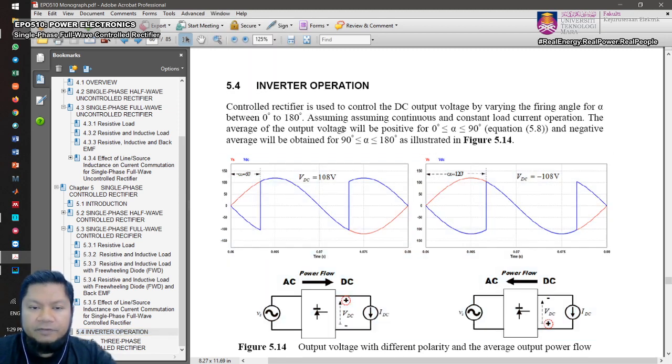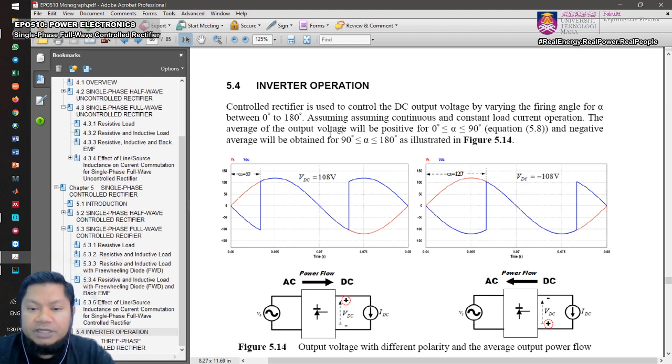Okay, the last section of this chapter 5 will be the inverter operation. So we know that the rectifier is actually from AC to DC. The power flow is always from the AC to DC, isn't it? But in the case of this controlled rectifier, at certain conditions, we also have power flow from DC back to the AC, and that is very much because of the polarity of the output voltage.